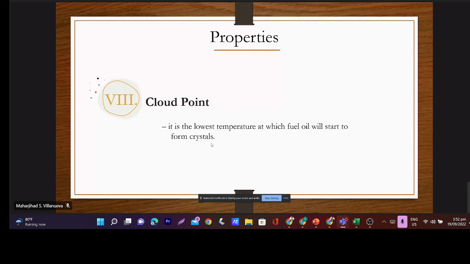Next is cloud point. It is the lowest temperature at which fuel oil will start to form crystals. So these crystals or solidified waxes thicken the oil and clog fuel filters and injectors in engines. So kapag bumara po yung mga namuong crystal sa fuel filters and fuel injectors natin sa engine, pwede po siyang maging sanhi ng mga problema.